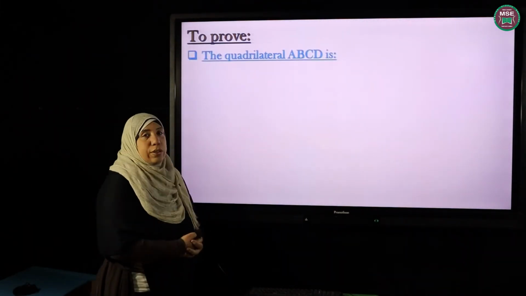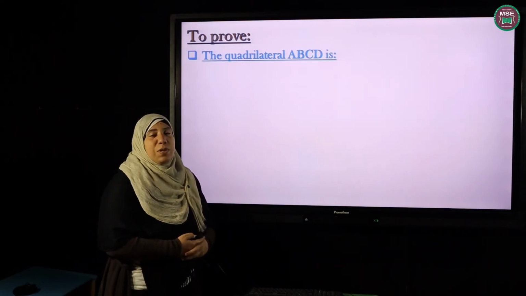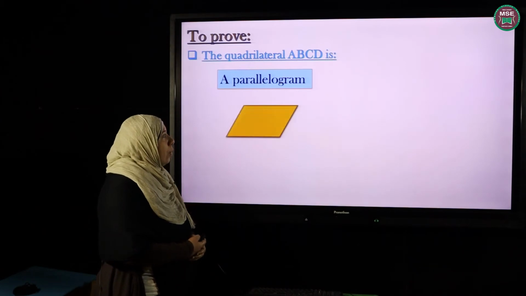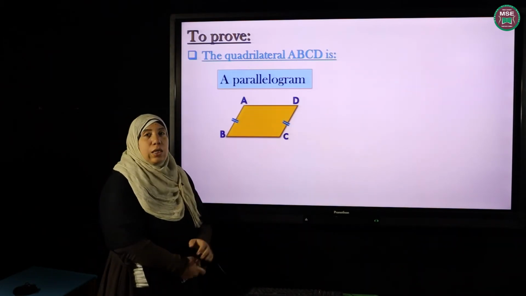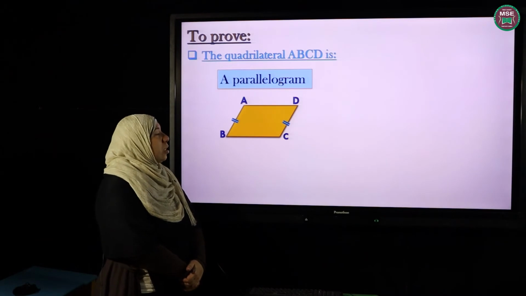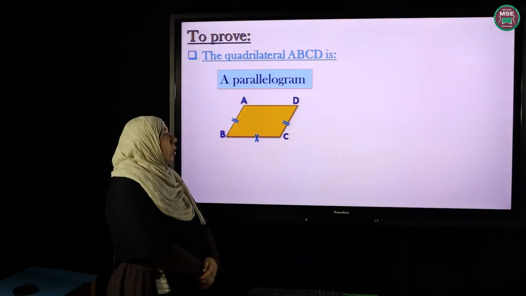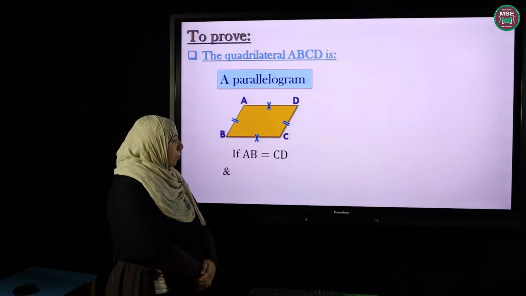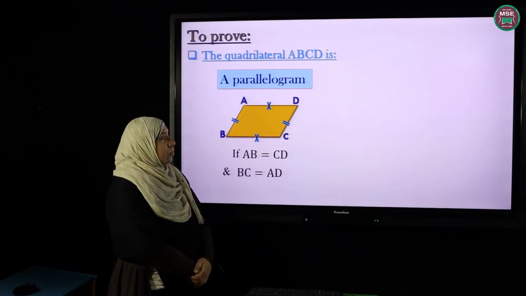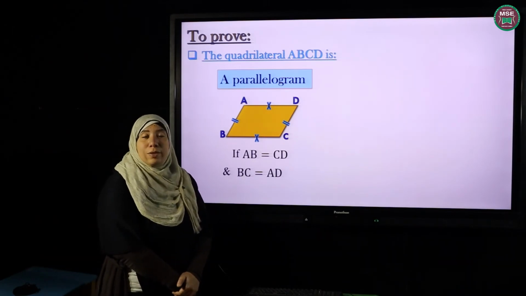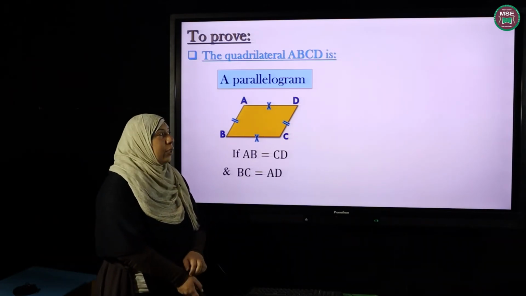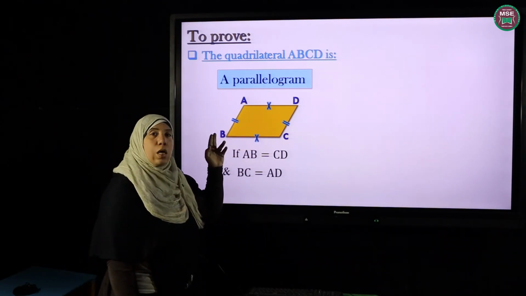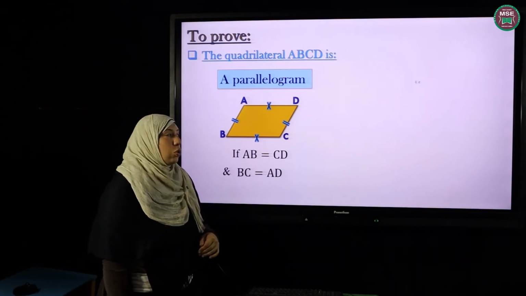Now, in the quadrilateral, I have 4 special quadrilaterals, the first is the parallelogram. If I have a parallelogram ABCD, we will find that the opposite sides of the parallelogram are equal. AD equals BC and AB equals CD. So if you prove that each two opposite sides are equal, this figure is a parallelogram. We have to find its 4 sides and take each two opposite sides together.